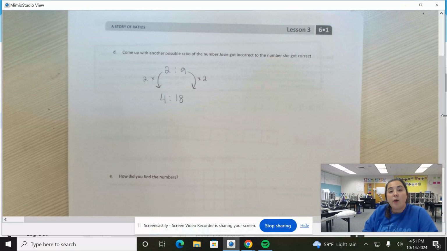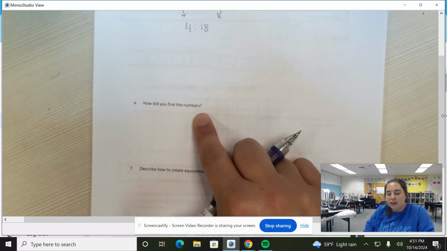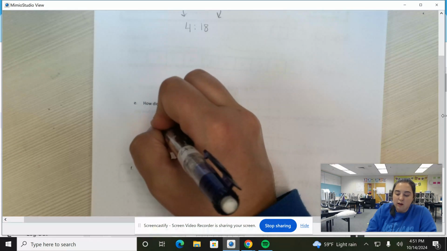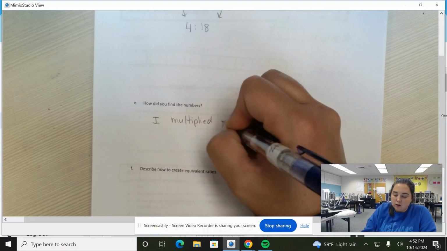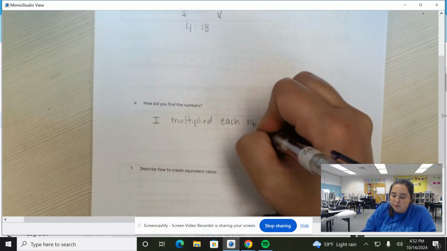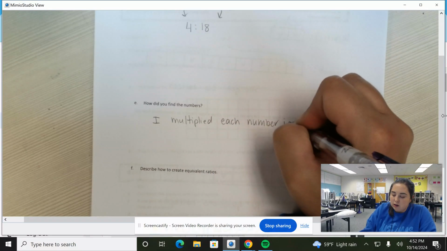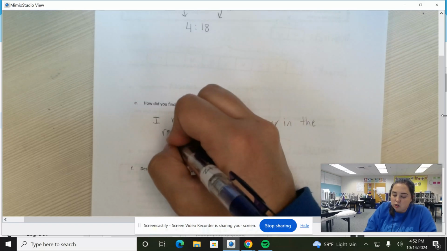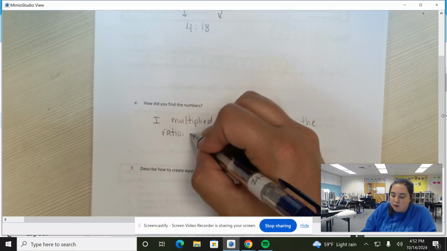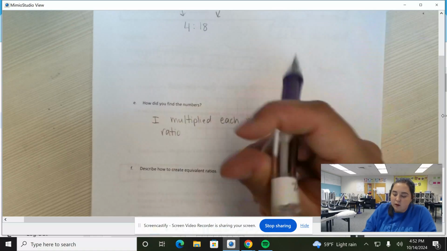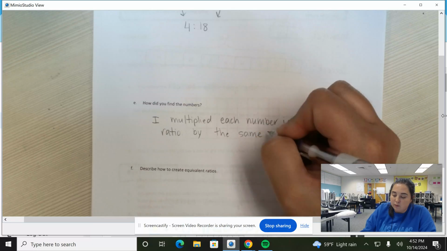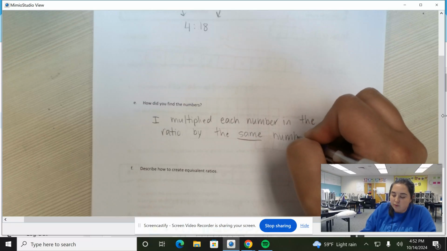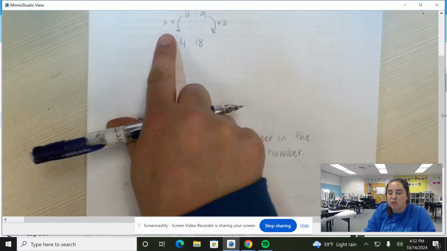18. I want you to come up with one. And then how did you find the numbers? Well, I multiplied each number in the ratio by the same number. That is important. It has to be the same. You can't do a 2 and a 7.